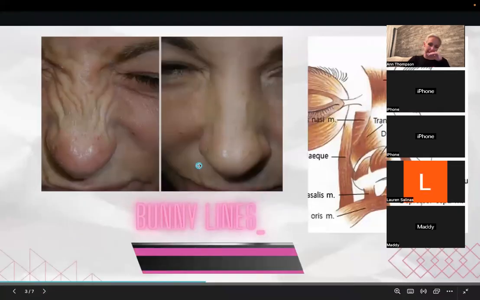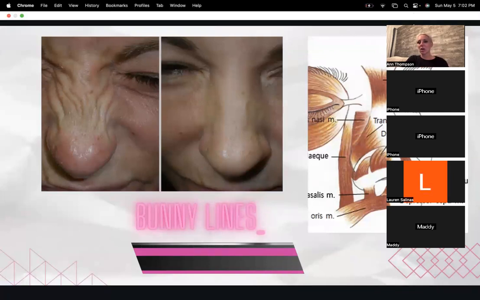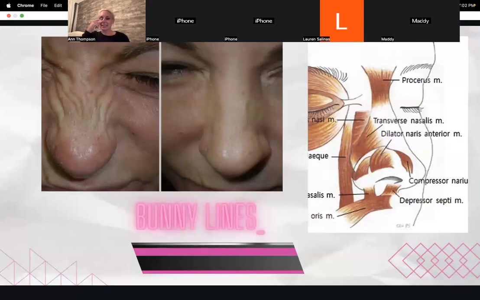Alrighty, so let's talk about bunny lines. Bunny lines are caused whenever you activate that nasalis muscle, and it's around your nose. If you look at this left-hand picture, you can see whenever this patient squints, you can see all these little ridges that go down the side of the nose. You can also get a bunny line directly below procerus, and that just depends on how procerus is firing. To treat these, have the patient make this face, and you're going to mark and inject in contraction.